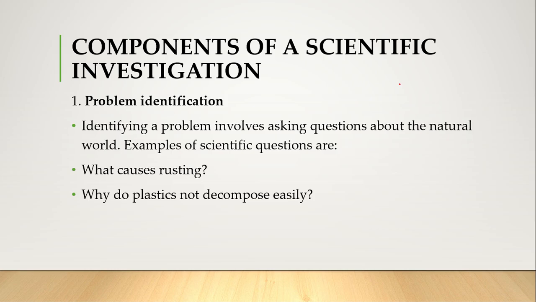The first component or stage of the process of scientific investigation is called problem identification. First and foremost, you have to identify the problem. Identifying a problem involves asking questions about the natural world. For example, you can ask, what causes rusting?